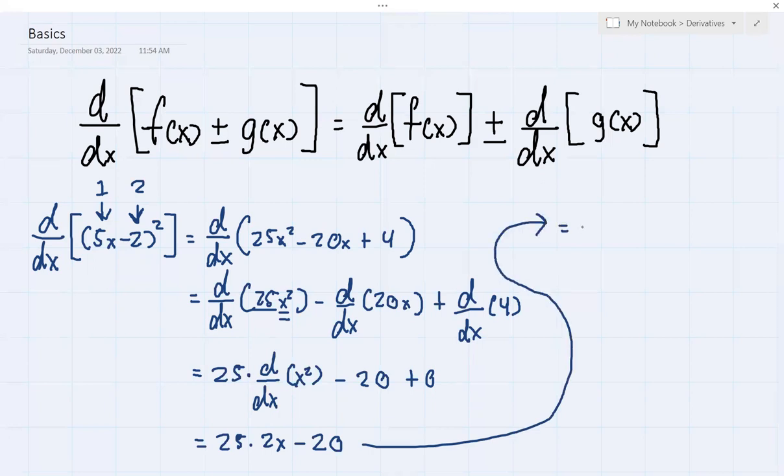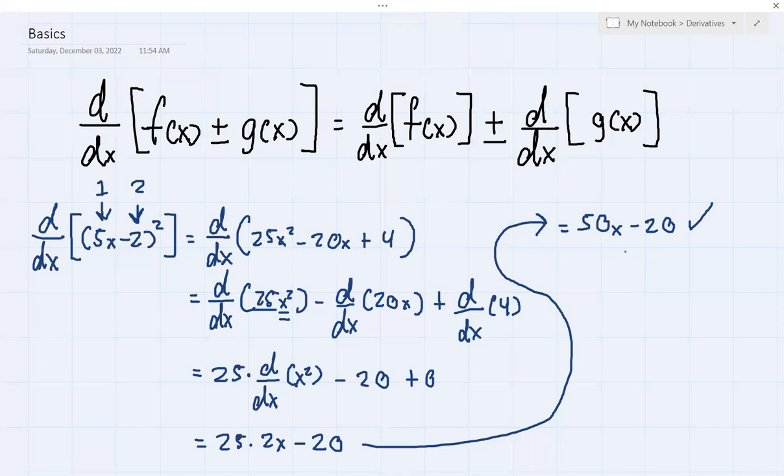Now let's simplify. 25 times 2 is 50x. Okay, 25 times 2 is 50. Okay, correct. Minus 20. Ayan. So, this is now your final answer. Or, pwede pa natin siyang i-simplify. We can do that. Alright?